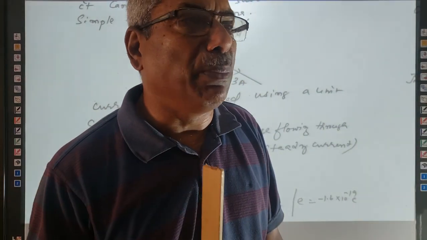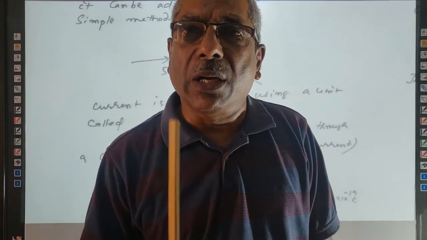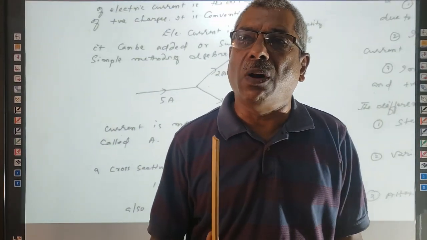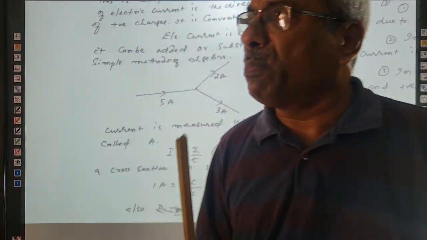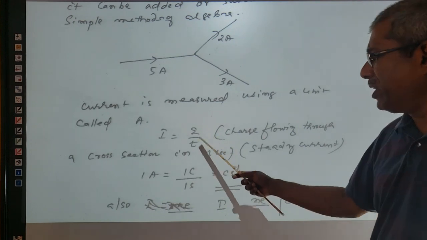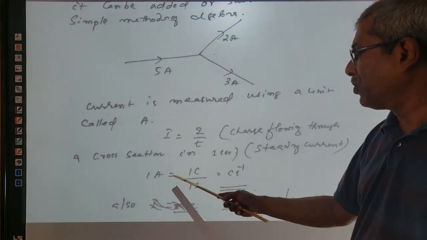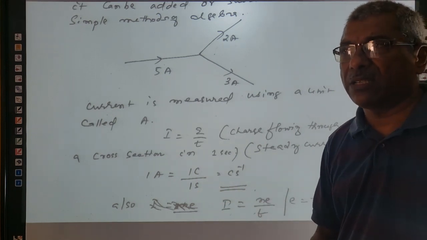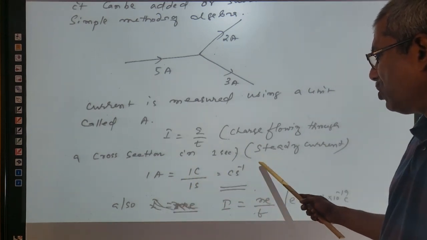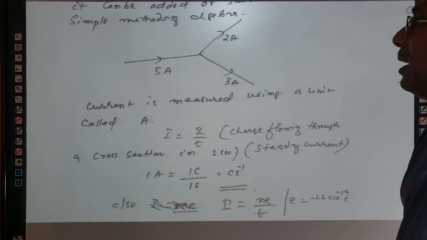So this is a physical quantity. Any physical quantity can be measured. Electric current also can be measured. To measure electric current, we use an instrument called an ammeter. An ammeter measures electric current in ampere. Q is measured in coulomb and time is measured in seconds. Therefore, 1 ampere is equal to 1 coulomb by 1 second, so 1 ampere is equal to C s raised to minus 1. So this is a famous relation: I is equal to NE by T.